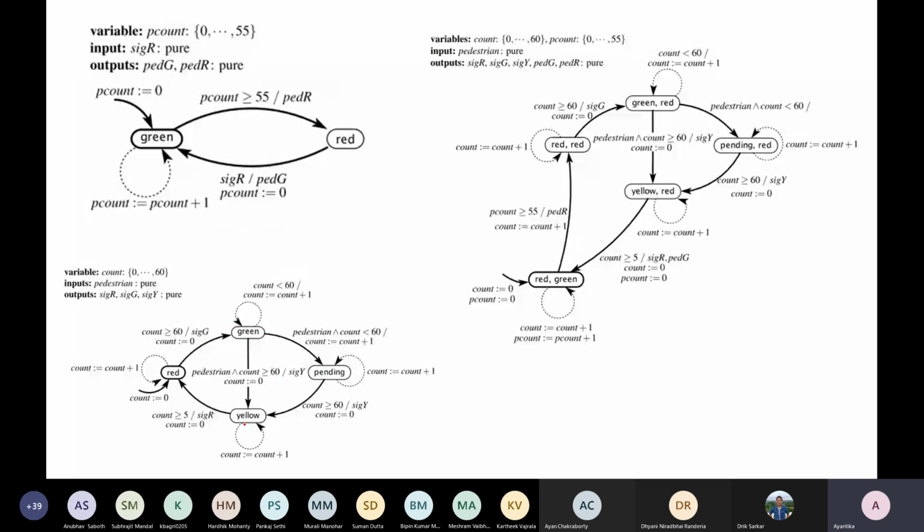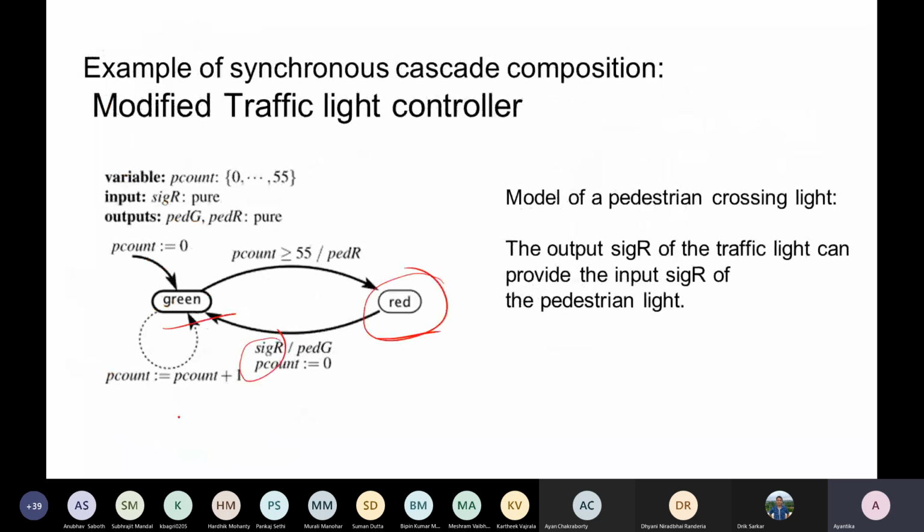Here, when this yellow light was making a transition from yellow to red, that time your signal R was on. Okay, that was your output. Now this output you are feeding to this pedestrian light controller, where this is the transition condition. Sig R is on means now your main car related traffic light controller is in red state.